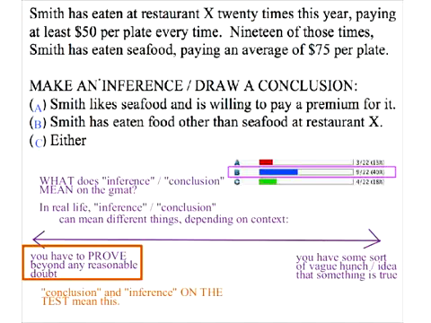Smith has eaten at restaurant X 20 times, paying at least $50 a plate. 19 of those times, Smith has eaten seafood, paying an average of $75 a plate. So what do we know beyond any reasonable doubt? Well, choice A is problematic. I mean, Smith likes seafood. We don't really know that. There are a whole host of other reasons why Smith might be eating lots of seafood that might not have anything to do with personal taste.